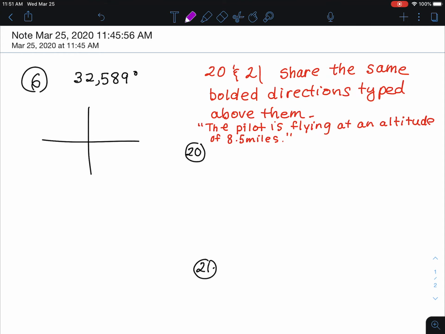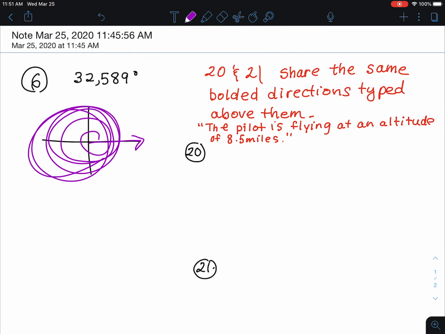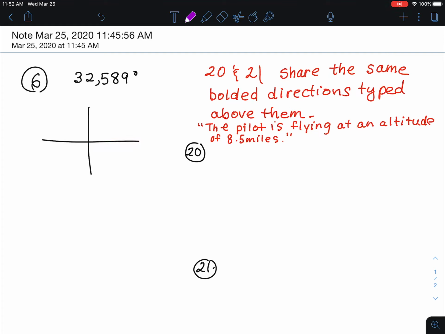32,589. The question I'm getting is, are you wanting us, when we draw this, to draw like a zillion of those circles all around there? And the answer is no, because this is going to rotate around many times, okay? So you don't have to worry about drawing all of those like 360-degree circles every time there's a rotation when the angle is this huge, okay?